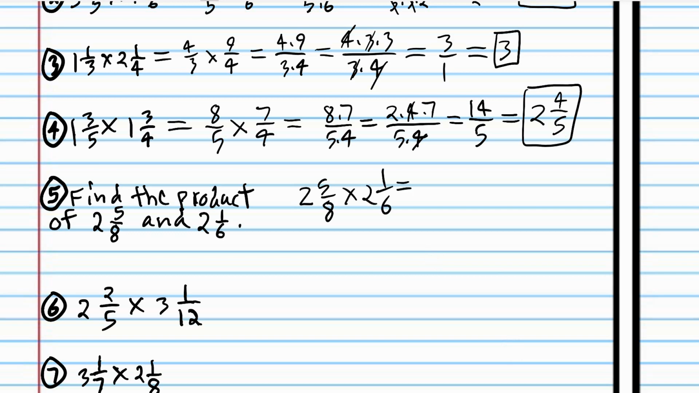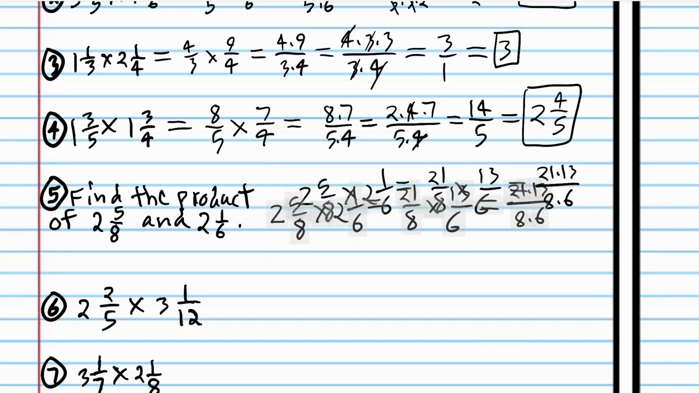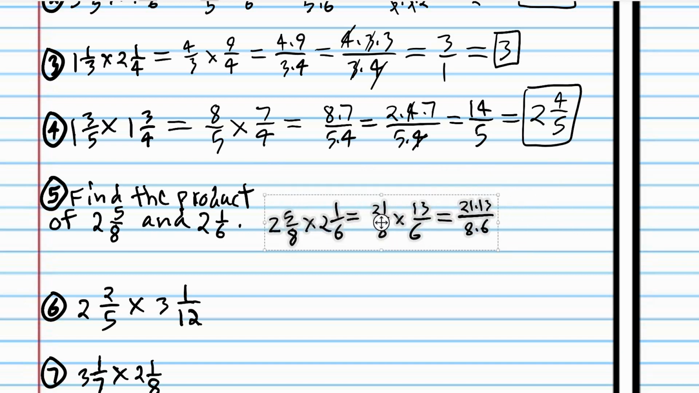Change those numbers to improper fractions. Multiply straight across. Keep it in factored form because these numbers are pretty big. And even if they weren't big, it would probably be the easiest way to keep them in factored form. All right, so let's see here. 13 is prime. That's not going to do us much good.